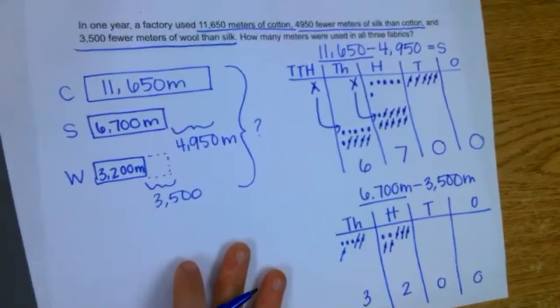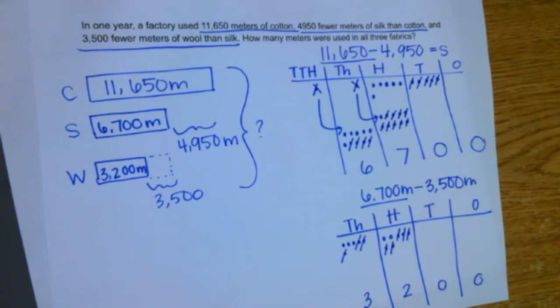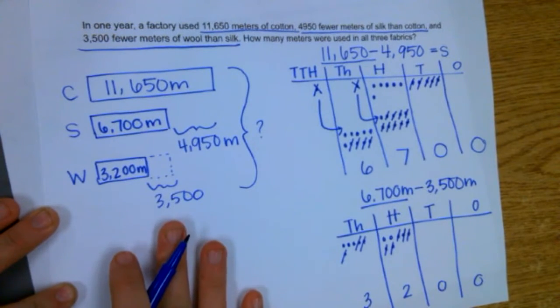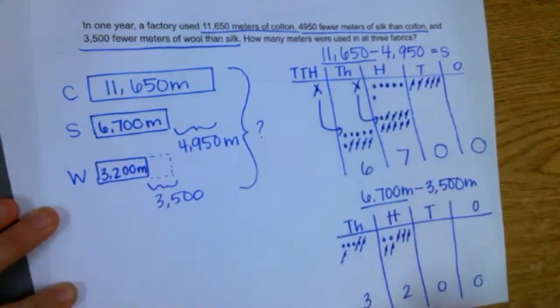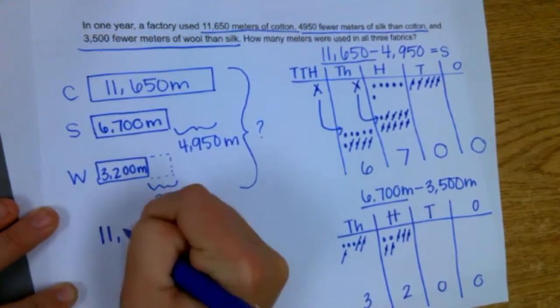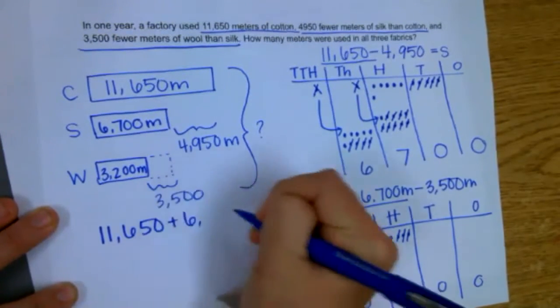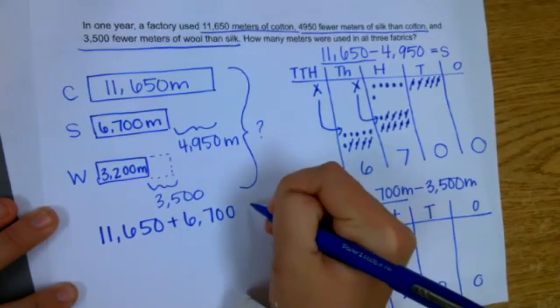Have we completed this entire problem? Tiffany, why haven't we completed this problem? Very good. I like how you went back to the initial question, looking for how many meters of fabric were used, or how many meters were used in all 3 fabrics. So I know that we need to add all 3 fabrics. We can once again use a place value chart to help us add these 3 numbers.